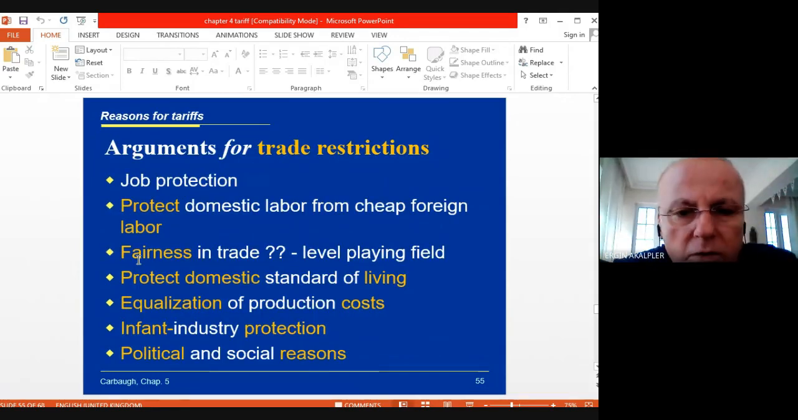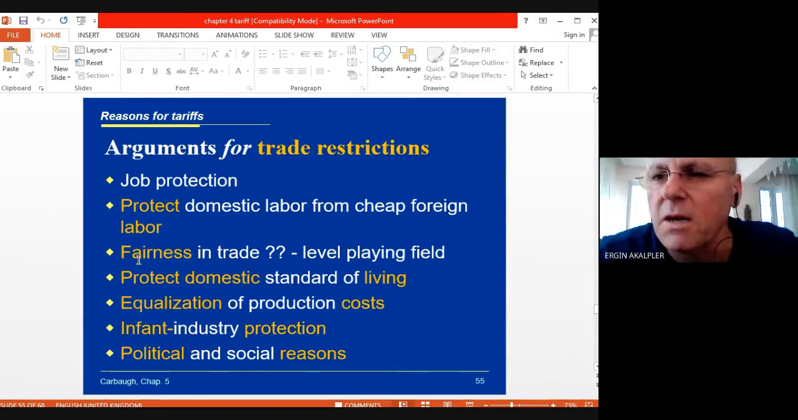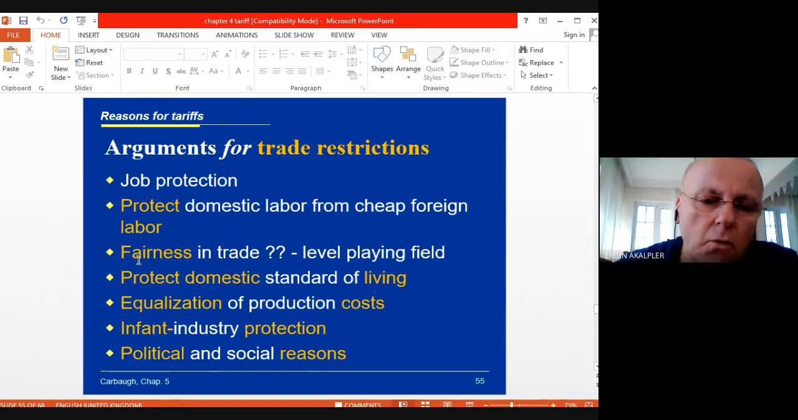The arguments for trade restrictions: there is, of course, the job protection aspect, which can be accepted. It is somehow protecting the internal market, the labor market. Fairness in trade, sometimes a level playing field, sometimes protecting the domestic standard of living, is acceptable, but fairness, where is the fairness?